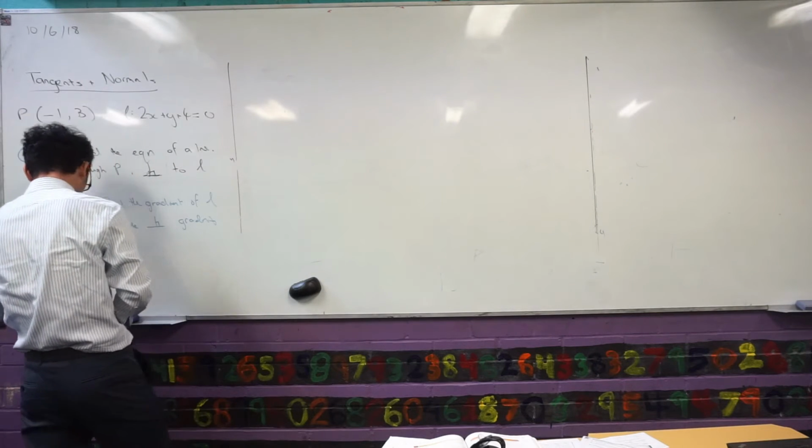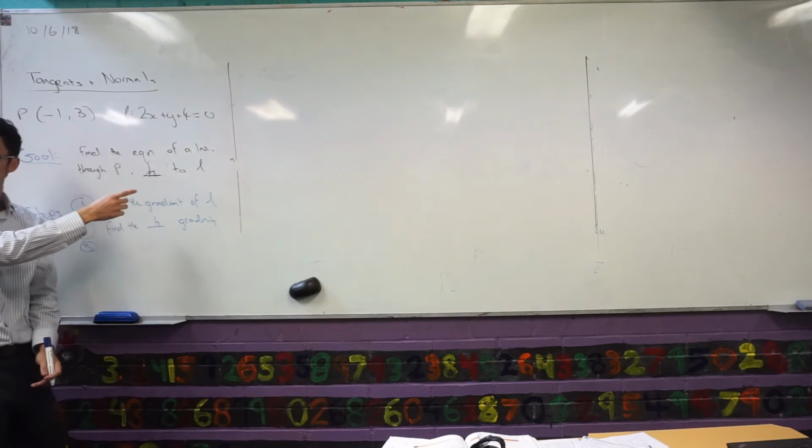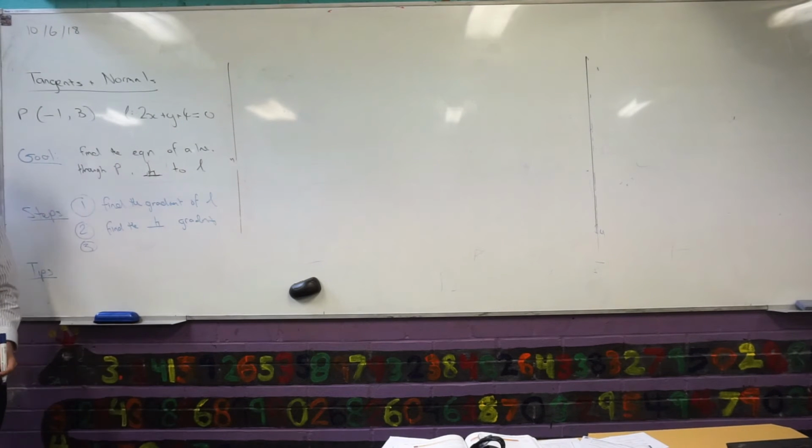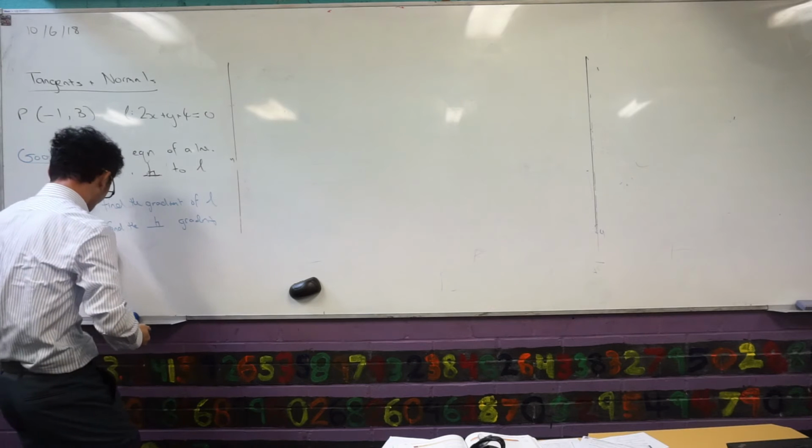And then step three, right? Think about what you have. You have the gradient that you need. You have the point that it needs to pass through. All you need to do then is just use the point gradient formula.